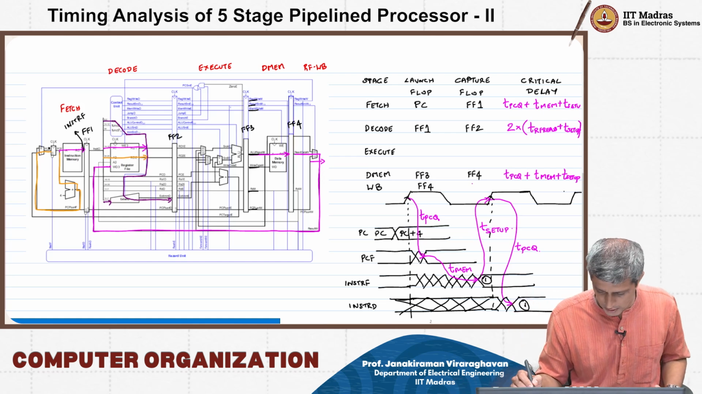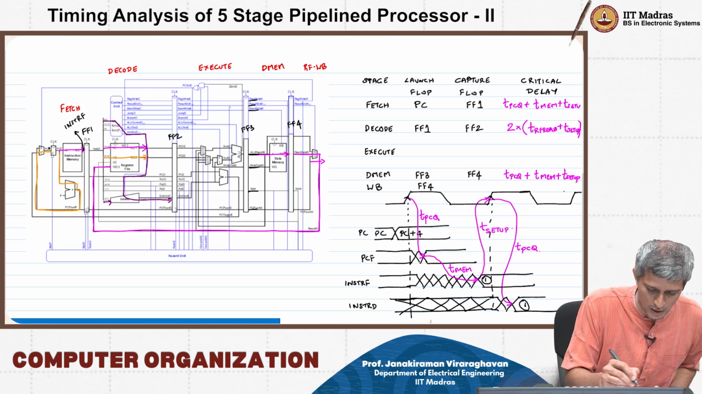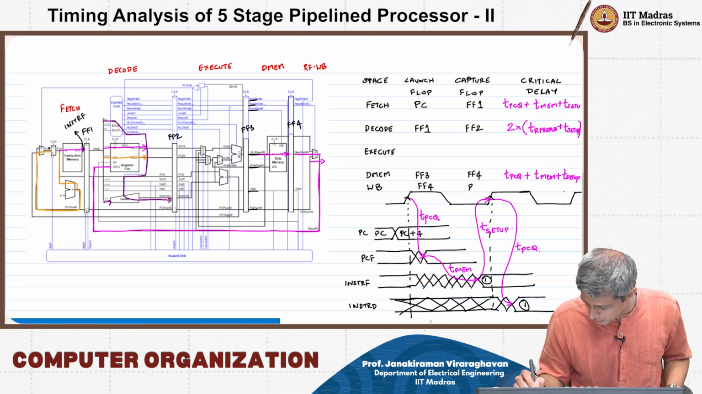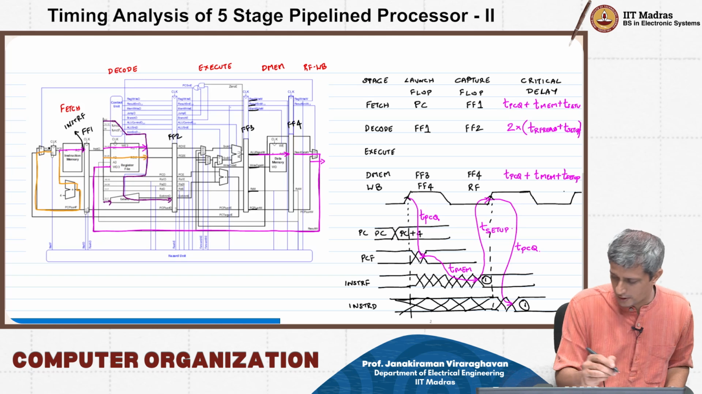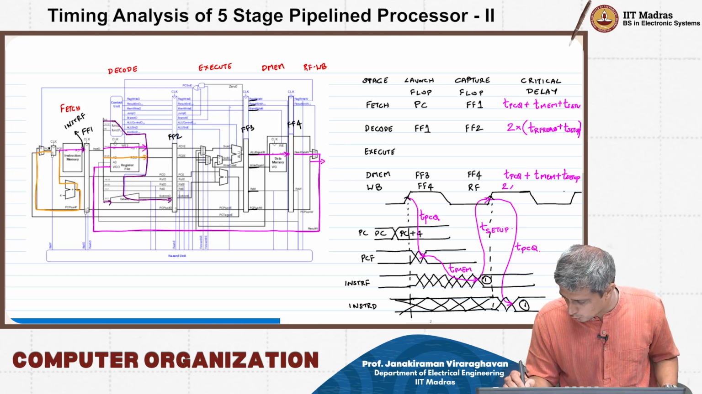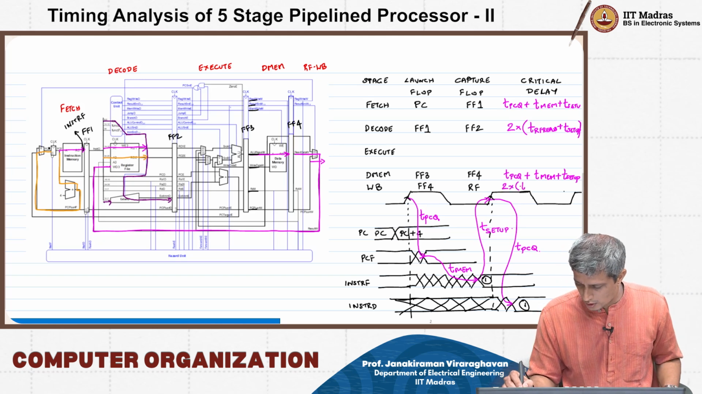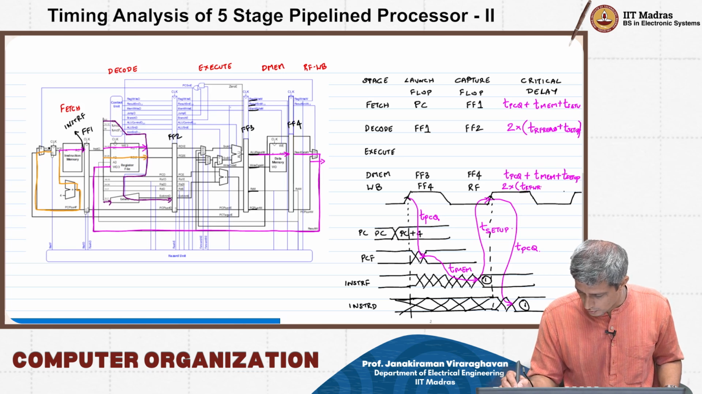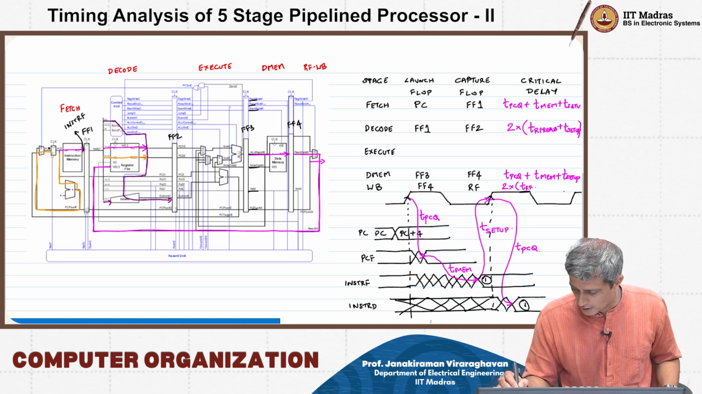So again, if you look at this, the capture flop is my register file, and my delay here is again 2 times TRF write or TRF setup. That's what we needed, right? Right, plus T mux.